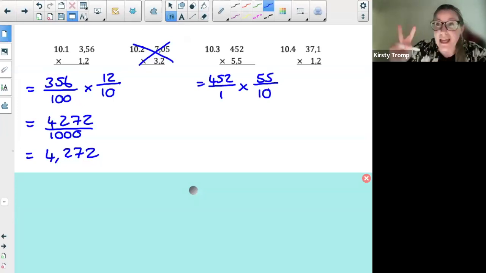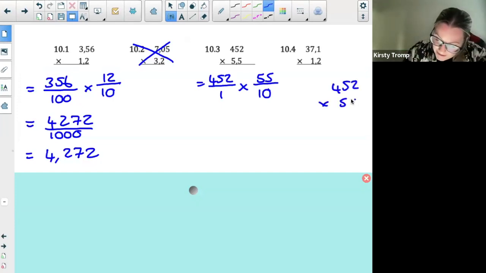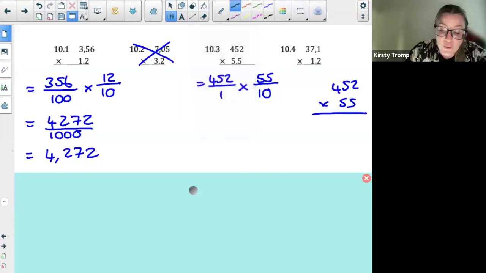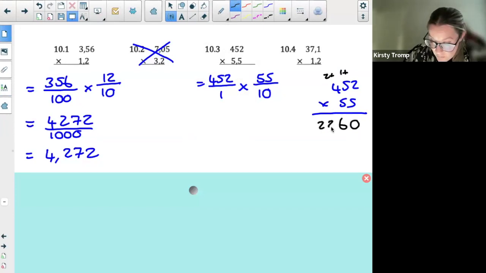All right. Then you can multiply them out, hey? So you've got 452 times 55. Do you want me to do it quickly or do you want to do it with me? You can do it quickly, ma'am. Can I do it quickly? Okay, cool. So 5 times 2 is 10. So I put the 0 and I say 1 plus. 5 times 5 is 25 plus 1 is 26. 2 plus 5 times 4 is 20 plus 2 gives me 22.